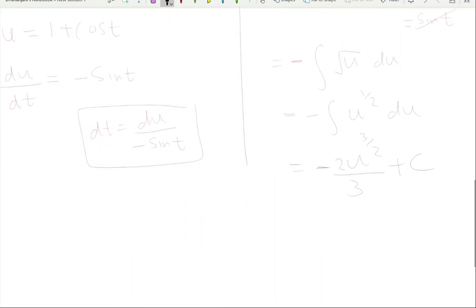So the final answer is, what is u? 1 plus cosine t. So it's 1 plus cosine t, to the 3 over 2, over 3, plus c. So this is what you get after you solve integral 7 in exercise 4.